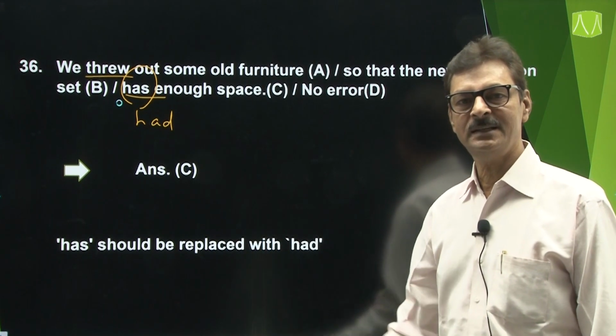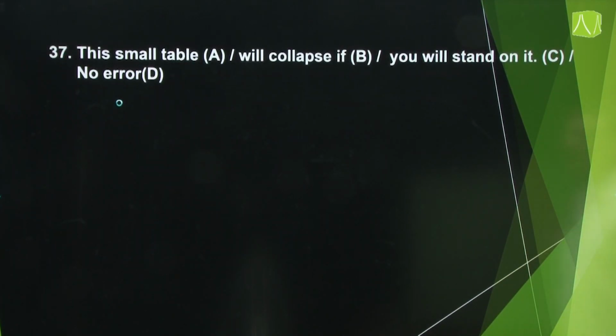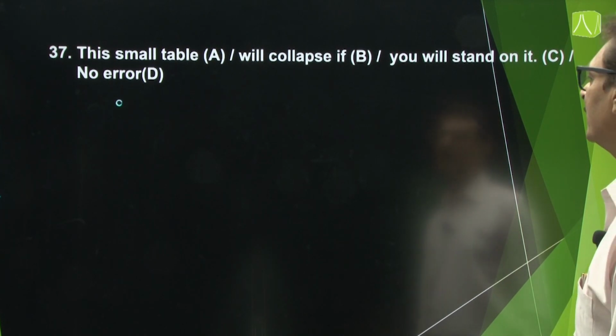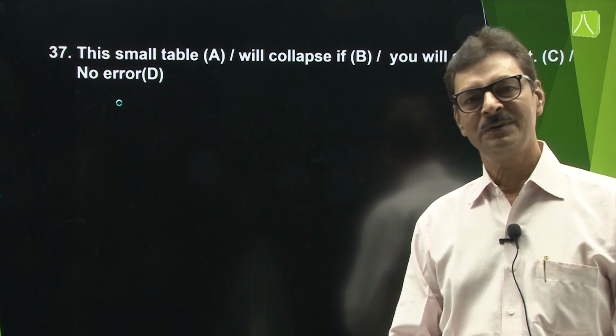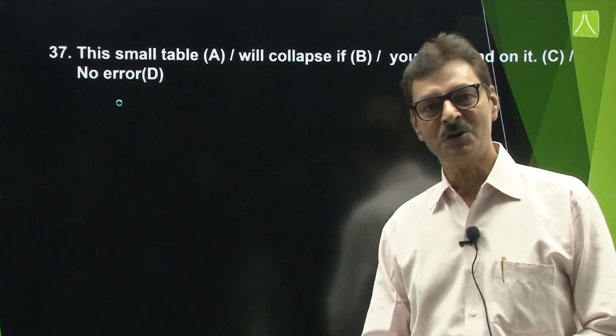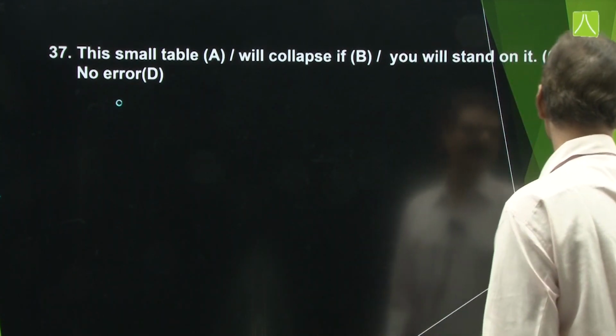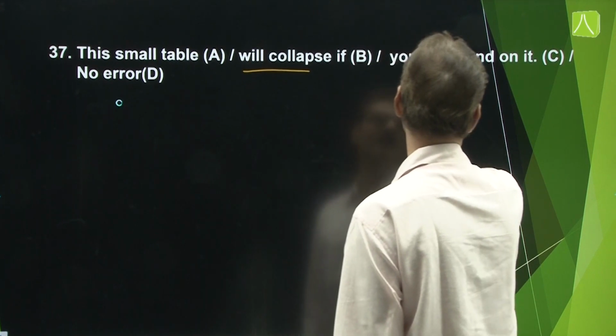I hope this sentence is clear. Moving on ahead with the next example. This small table will collapse if you will stand on it. Remember your rules of tenses, future tense, two future clauses. यहाँ पे नजर आ रहे हैं आपको? That small table will collapse if you will stand on it.